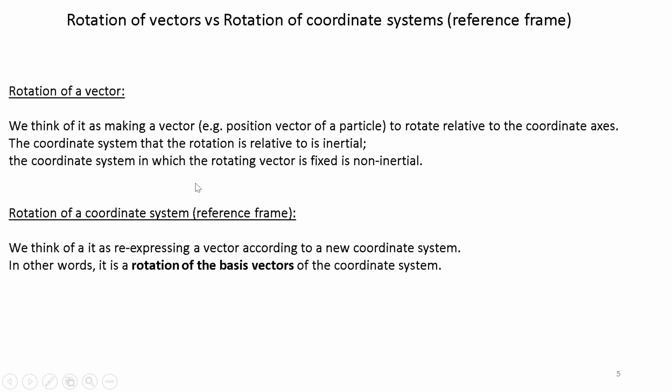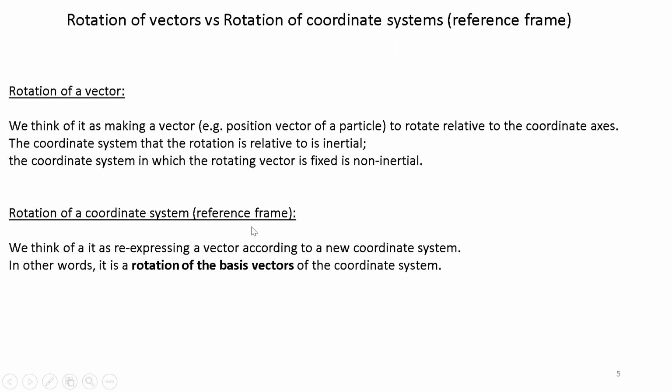So this time we are not going to rotate the vectors. We're going to rotate the coordinate systems. And what does that mean? That means that we are taking the same vectors, but as the coordinate system is rotating, we express the same vectors again using a different basis.